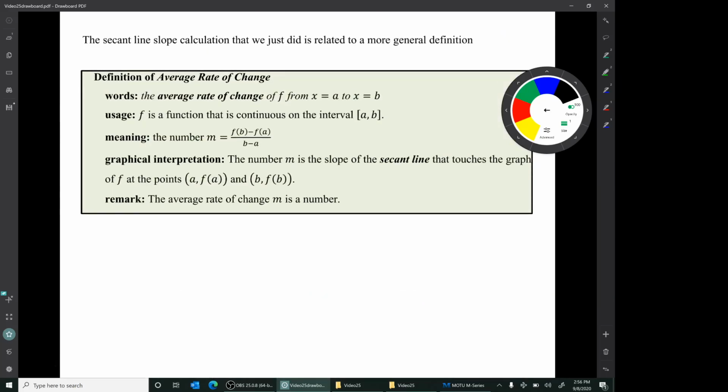Now that slope calculation that we just did is related to a more general definition, that of the average rate of change. So it's defined this way. The average rate of change of a function f from x equals a to x equals b means this number that you obtain using this calculation. So in other words, that number is the slope of a secant line that touches the graph at 2 points. So the average rate of change, m, is a number. It's a number that's the slope of a line.